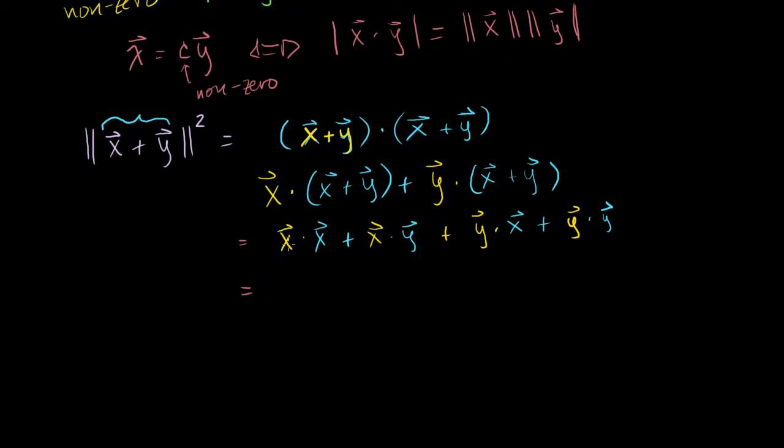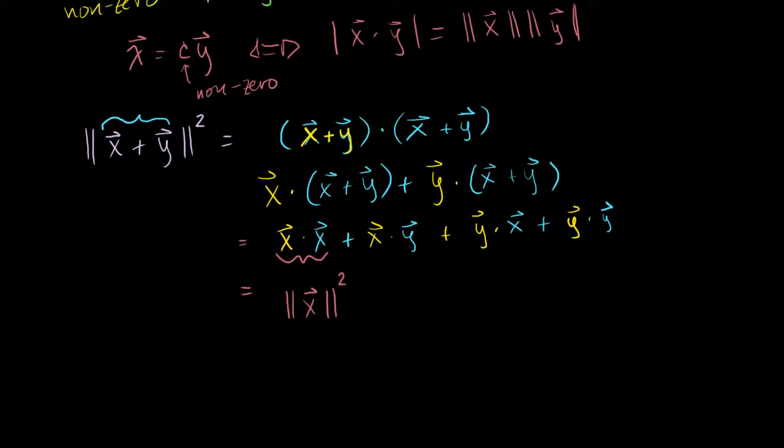This is equal to x dot x. So what's x dot x? x dot x is just the magnitude. So let me write, this is just equal to the length of our vector x squared. I should stop using the word magnitude.